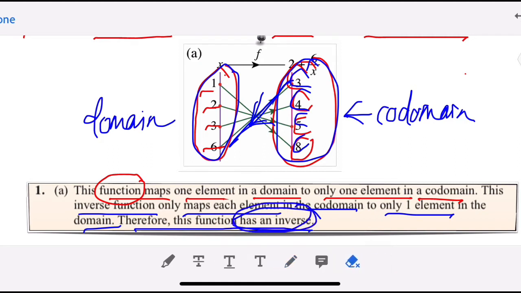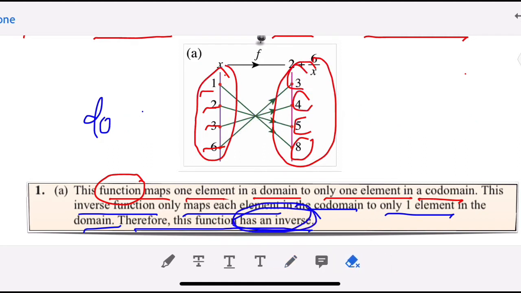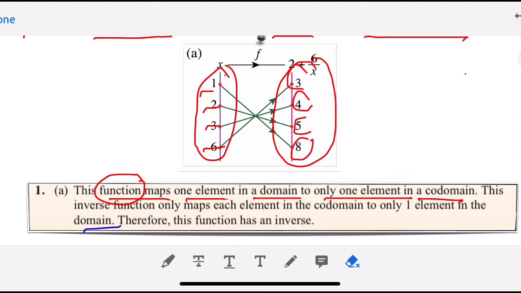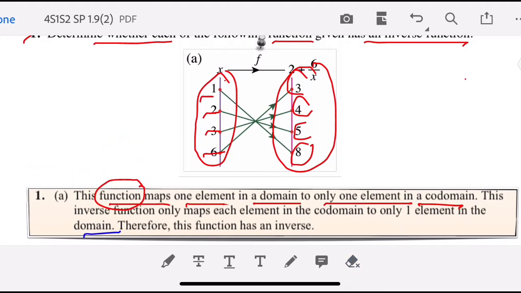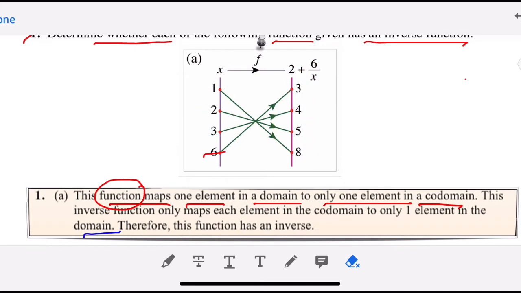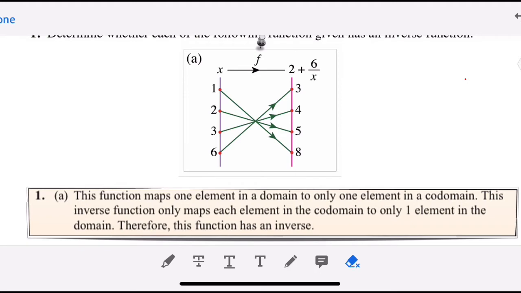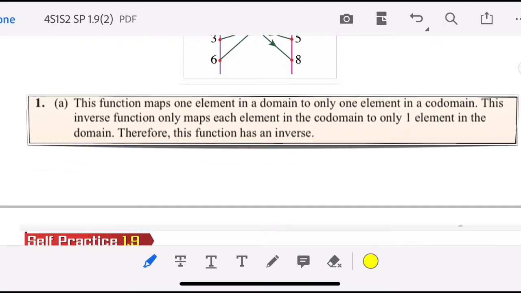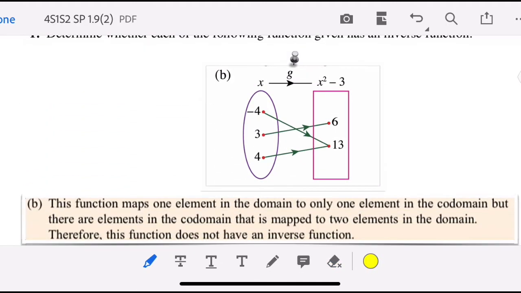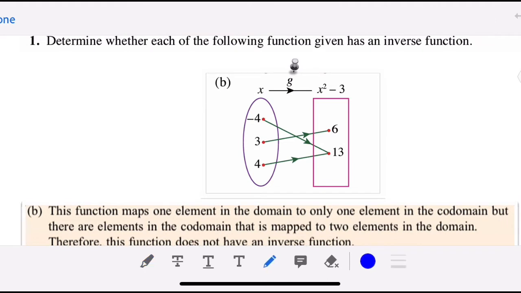Alright, so that's how you explain your answer. So if the question asks to state the reason or explain the answer, this is how you answer, right? Okay, so we have discussed one question. So now we go to another question for B.